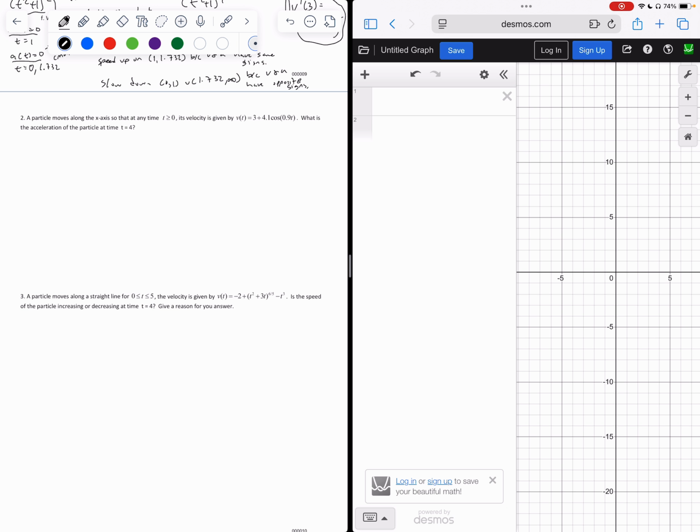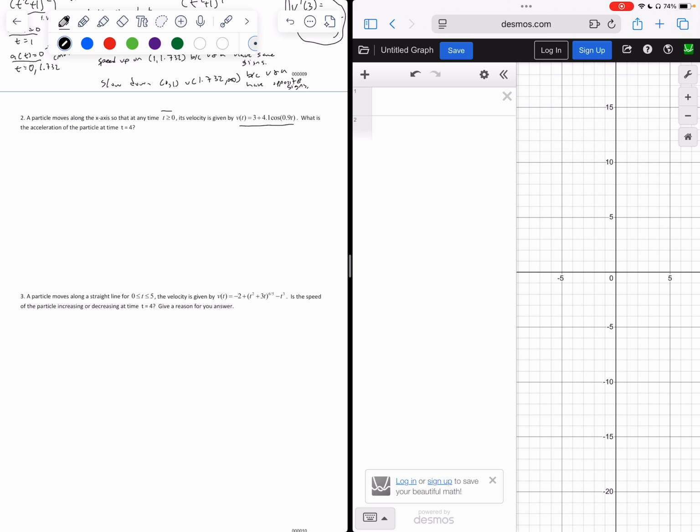In example number 2, we're told that a particle moves along the x-axis so that at any given time t greater than 0, we're given the following velocity: v equals 3 plus 4.1 cosine 0.9t. And we are asked what is the acceleration of the particle at t equals 4.